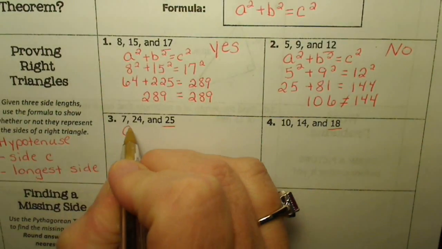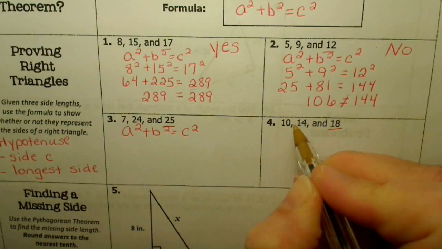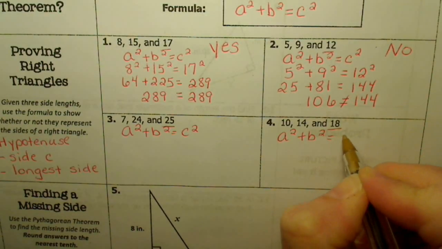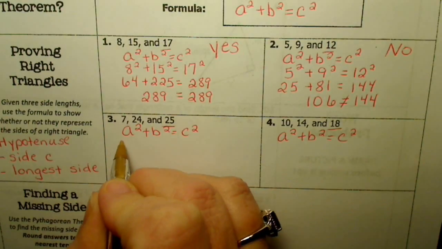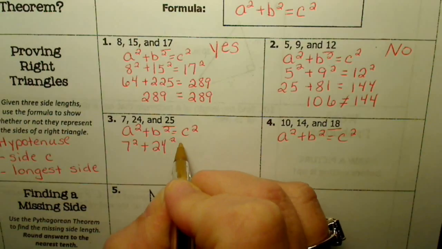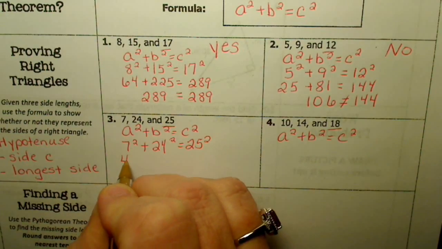All right, let's go over them. You have a squared plus b squared equals c squared in both of them. Write that down every single time, even if it gets old, I don't care. We're going to substitute in our values. Remember, c is always going to be the longest side.